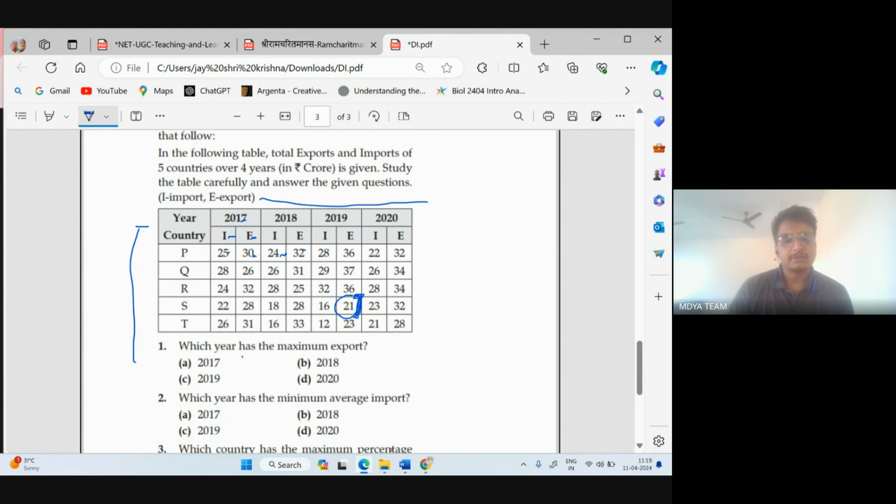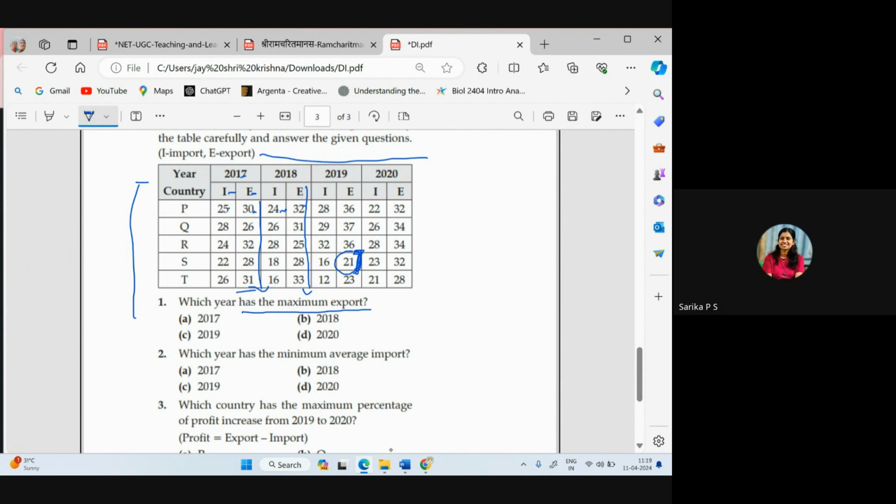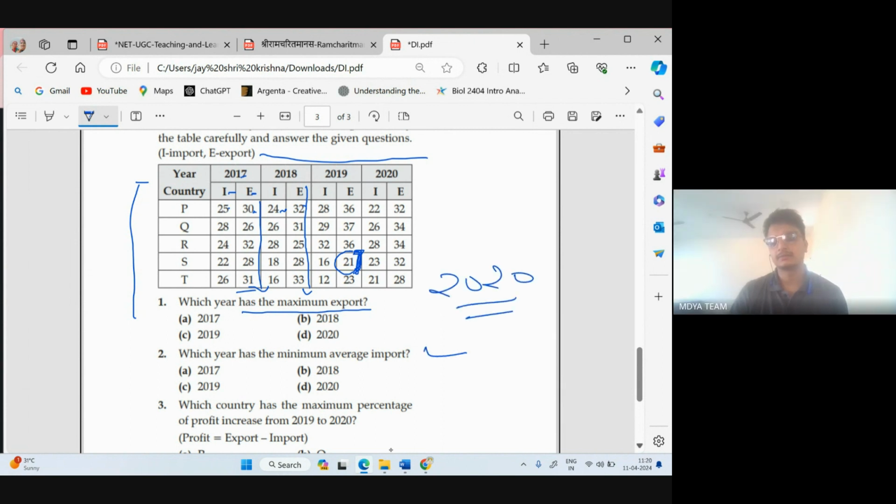Which year has the maximum export? So how will you calculate? Just add the export of all countries for 2017, then add all these values for 2018, similarly 2019, similarly 2020. It's just basic addition. You just need to know what to add. Only this type of question will be there in DI. So which year has maximum export? 2020. Okay, very good.